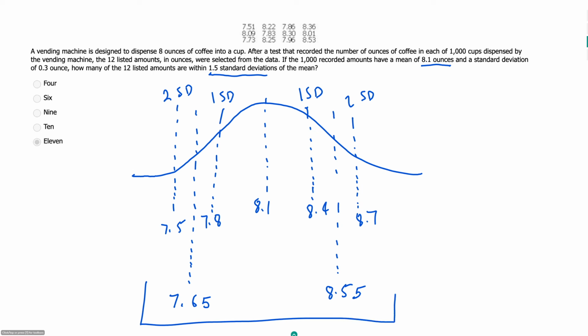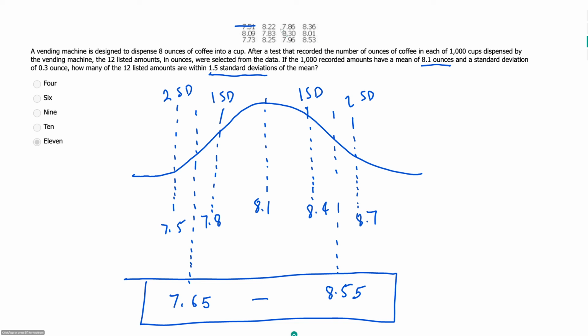And so our question is asking how many of the numbers in our set are within this range, between 7.65 and 8.55. And so now we just have to count. Our first number here is outside of our range, it looks like. Second one's good. This one looks good. 8.22 seems good. 7.83 is good. 8.25, good. 7.86, good. 8.3, good. 7.96, good. 8.36, good. 8.01, good. 8.53 is sort of at the tail end of our right side, but we are still good.